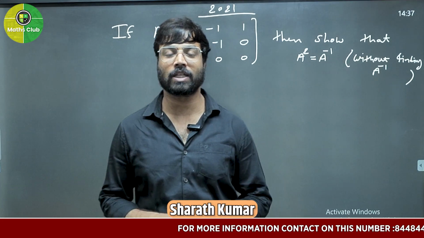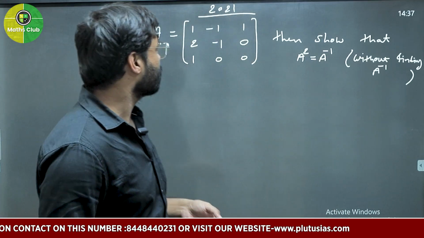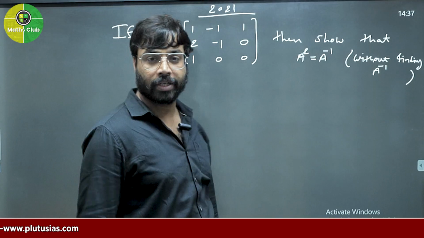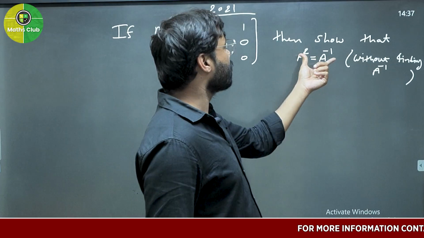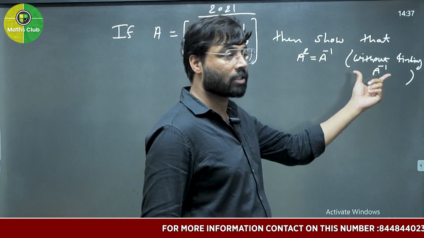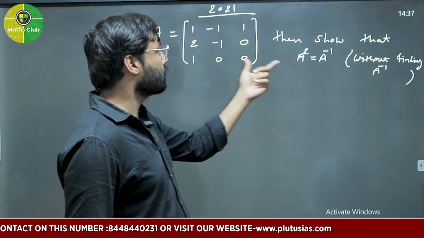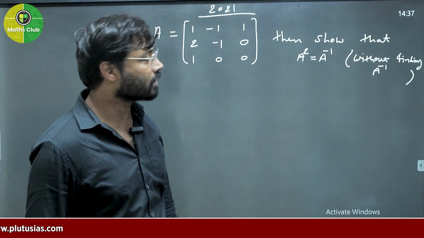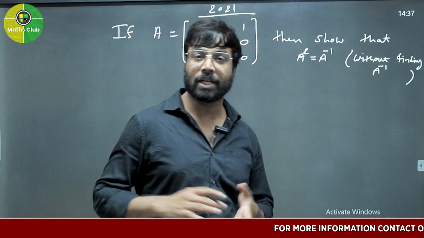So today we will solve one more question of linear algebra. Previous year question. This question has been asked in 2021. We have to show that A square equals A inverse without finding the A inverse. A matrix has been given. That means there is a 3 by 3 matrix, and we have to show that A square equals A inverse, and without finding the A inverse means we cannot find the A inverse by the usual method.